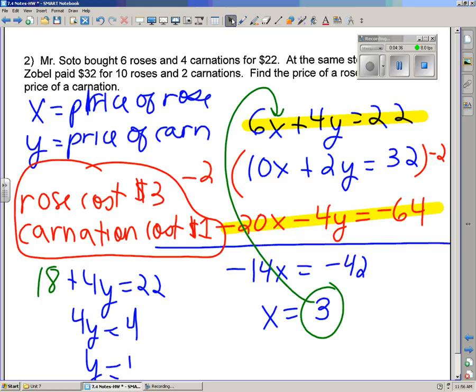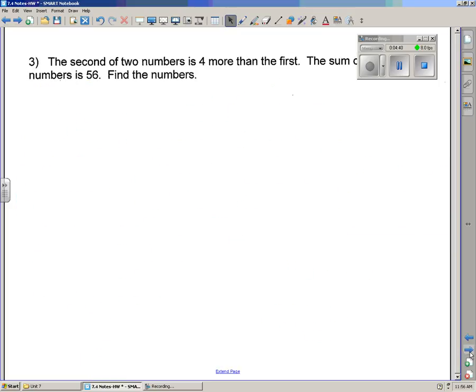Let's try another one. The second of two numbers is 4 more than the first. The sum of those two numbers is 56. Find those numbers. Well, I'm going to call x the first number, and I'm going to call y the second number. The second is 4 more than the first.